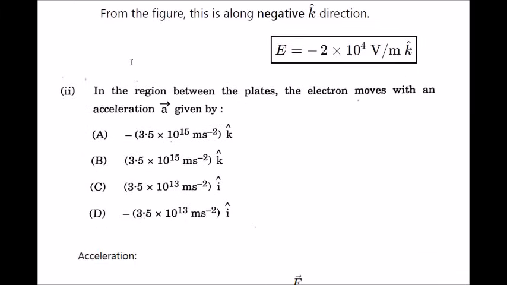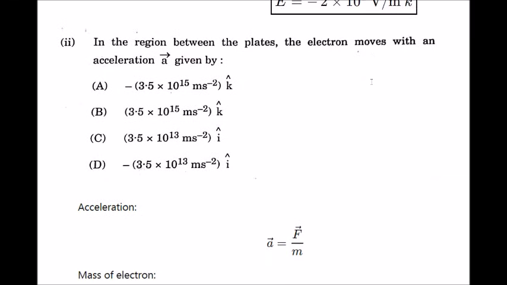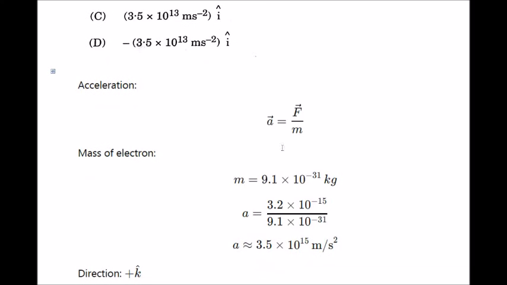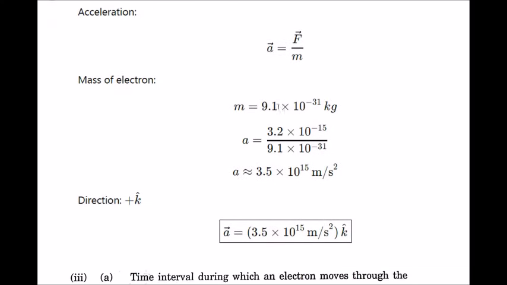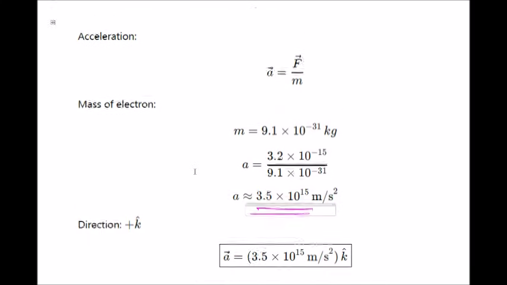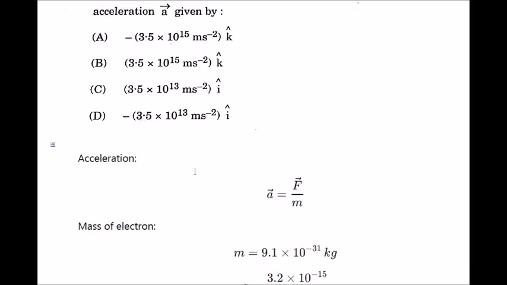Now, in the second option, in the region between the plates, the electron moves with an acceleration a given by a equals F by m, and m is equal to 9.1 into 10 raised to minus 31 kg. So we will find a. a is approximately equal to 3.5 into 10 to the power 15 meter per second square. Hence, the answer is B.